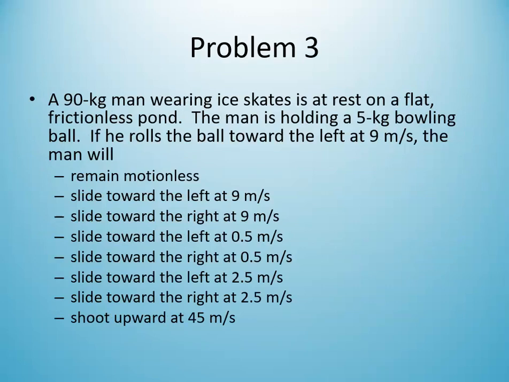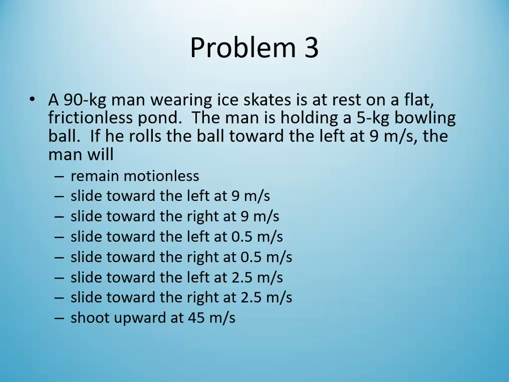So in the next situation, we have a 90-kilogram man wearing ice skates and at rest on a flat, frictionless pond. It's nice how we have all kinds of frictionless surfaces in physics. The man is holding a 5-kilogram bowling ball. We are not going to speculate how this man got onto the frictionless pond to begin with, or came to rest afterward, but anyway, maybe he was dropped there.